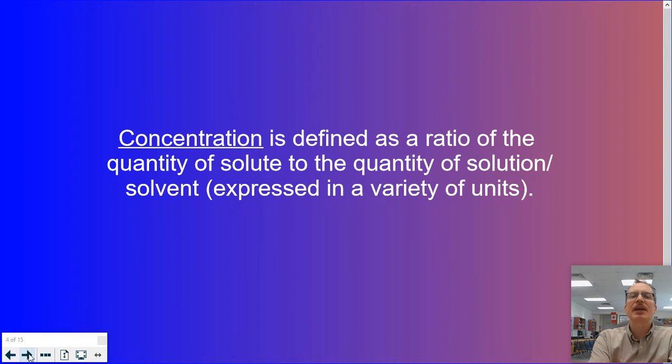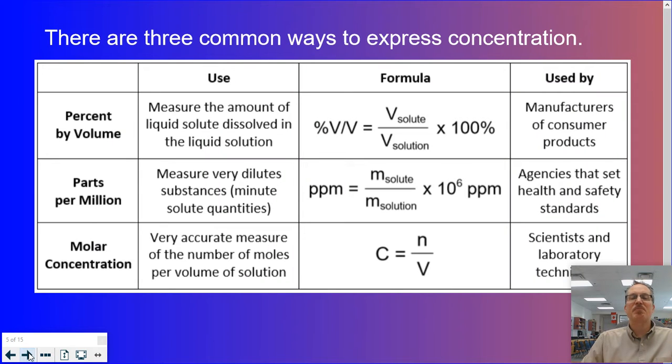Now, we're going to define concentration as the ratio of the quantity of solute to the quantity of solution or the quantity of solvent. We're going to do this using 3 different formulas. Therefore, we're going to have a big variety of units that we're going to talk about this in. If I'm going to compare the 3 ways we're going to look at concentration, this would be a wonderful chart. So today we are going to look at percent by volume.